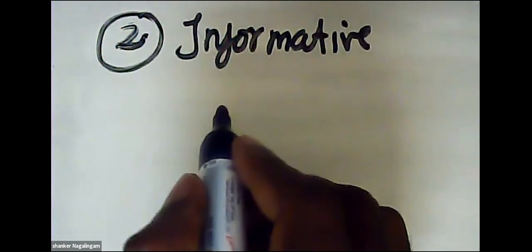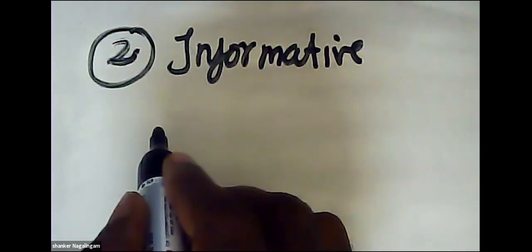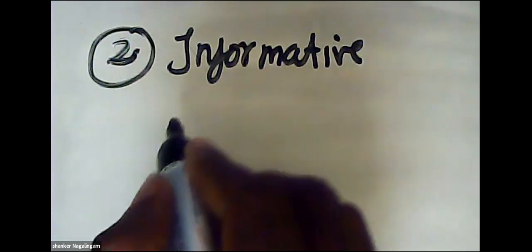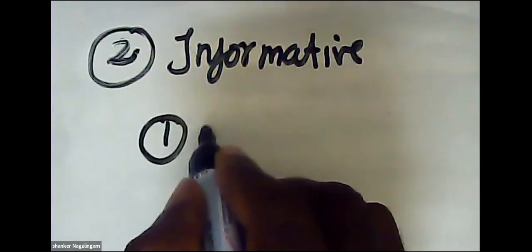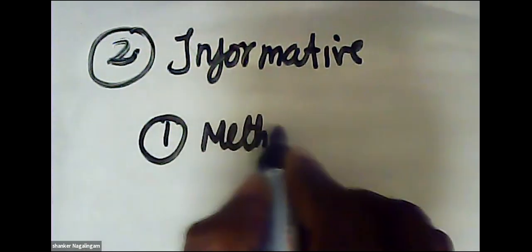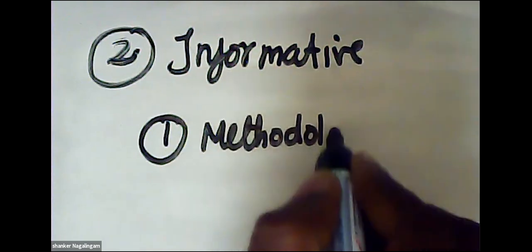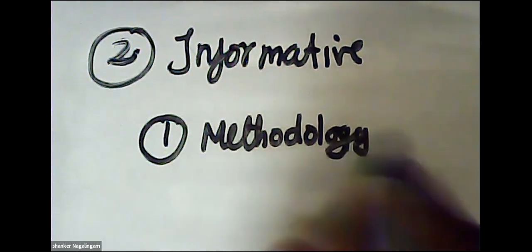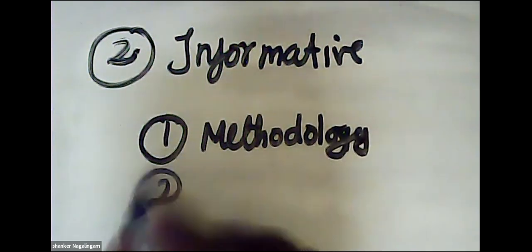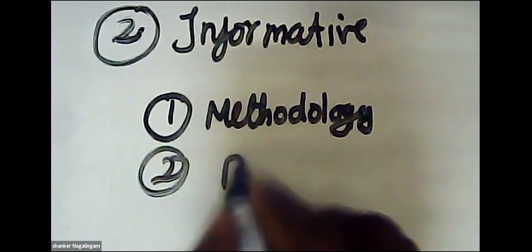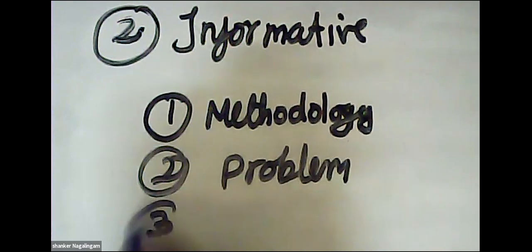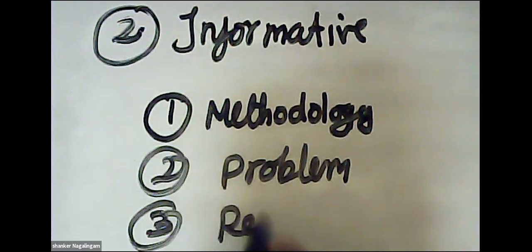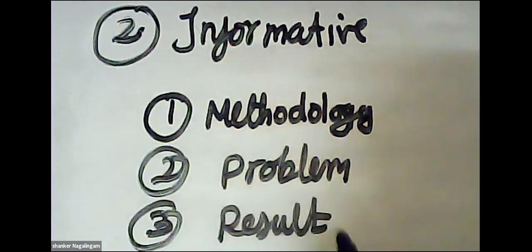When you talk about the informative abstract, three things play a very vital role. First comes the methodology. Then the second sentence talks about the problem, going directly to the problem. And then this is the result. Only these three things will be done with this informative abstract.